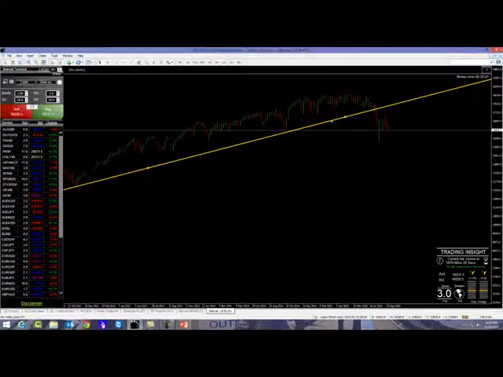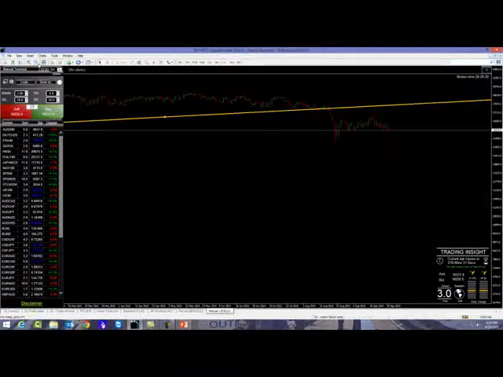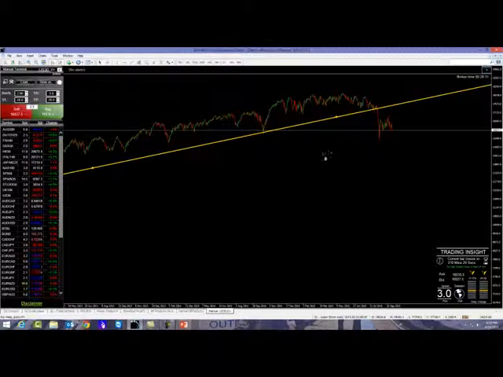So now the downtrend has been established. Now you'll be able to see that with more clarity on the daily chart. Okay, so I'm going to cover this again.